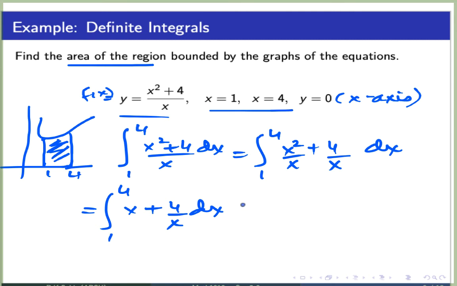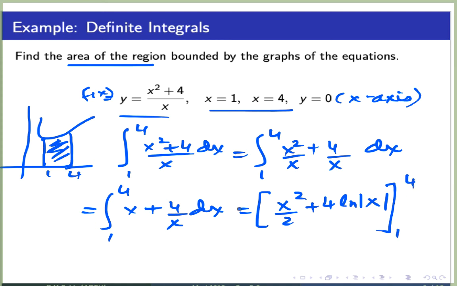Now remember, you're going to apply the first fundamental theorem of calculus. In other words, we are simply going to do the indefinite integral. This is going to be x squared over 2 plus 4 times the integral of 1 over x, which is simply 4 natural log of x, remember? And then that's my function, from 1 to 4. Then we just plug in the values. Remember, this is your capital F of x, the antiderivative. That means we have to do F of 4 minus F of 1.